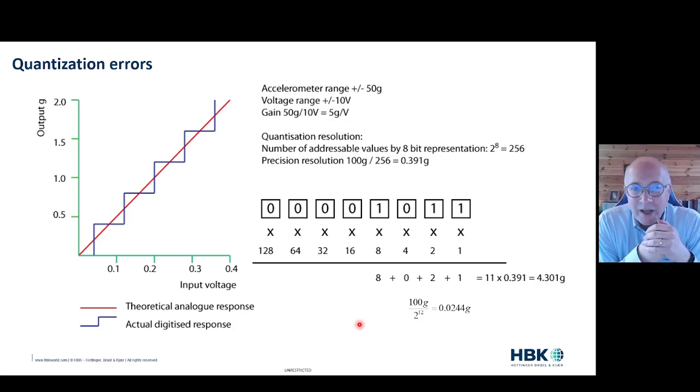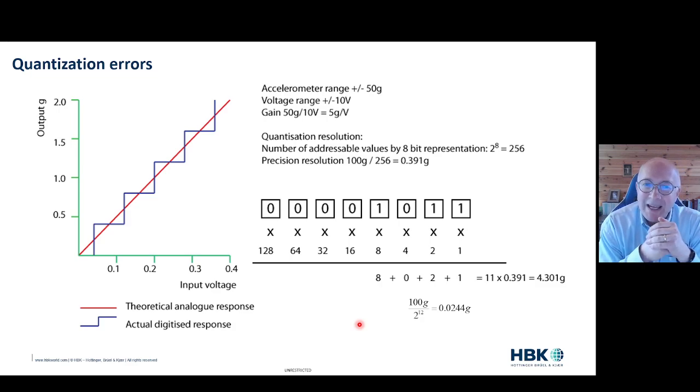Now, let's say in our signal processing unit, our signal conditioner, it's going to be relative to a voltage between plus or minus 10 volts. So that means we've got a gain. 50G by 10 volts gives us 5G per volt. And now we're going to store that, in this case, in an 8-bit integer representation.